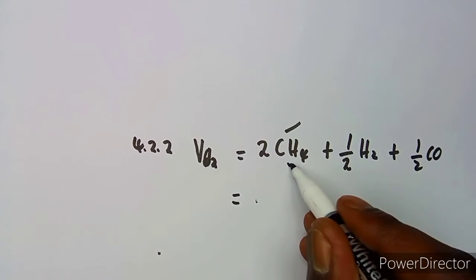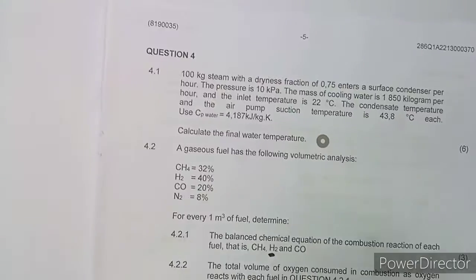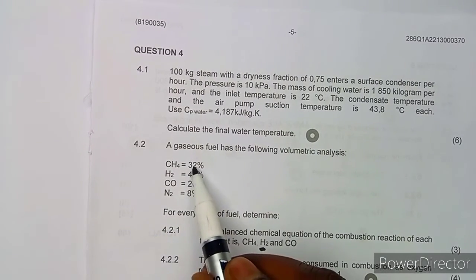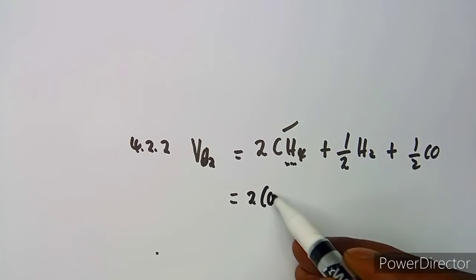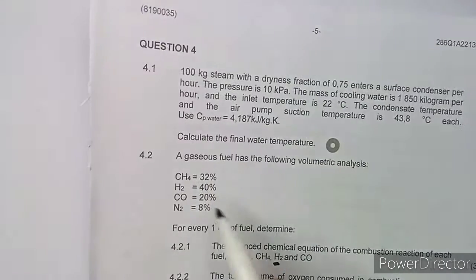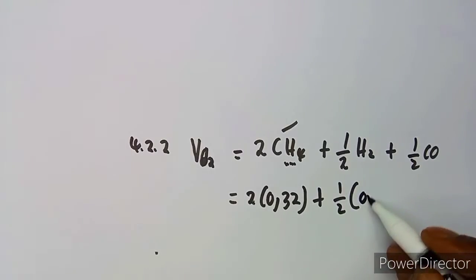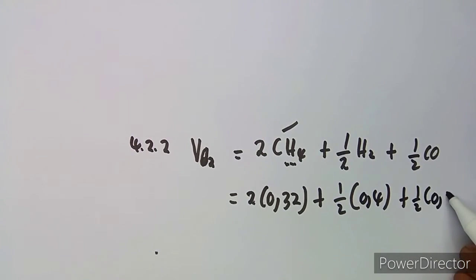So you take the percentages now of these. CH4 is 32%, which as a decimal is 0.32. So it's 2 times 0.32, plus half of the hydrogen, which is 0.40 as a decimal, plus carbon monoxide is 20%, so half of it, that's 0.2, guys. Oh, so that's what we actually needed there.